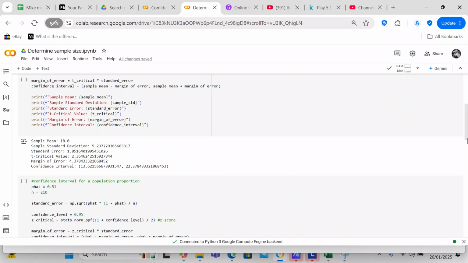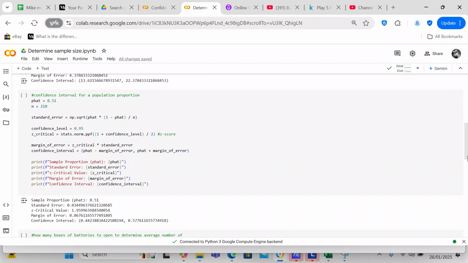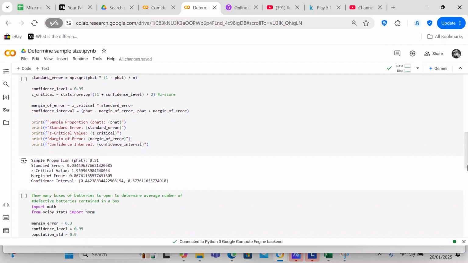Now we're going to talk about the confidence interval if you know the population proportion. Your p-hat is also like a probability. So your p-hat is 51%. Your n, the number of samples, is 210. Your standard error equals np.sqrt of p-hat times (1 minus p-hat) over n. Your confidence level is 95%. Again, your z-critical equals stats.norm.ppf of (1 plus confidence level) divided by 2. And that's also your z-score.